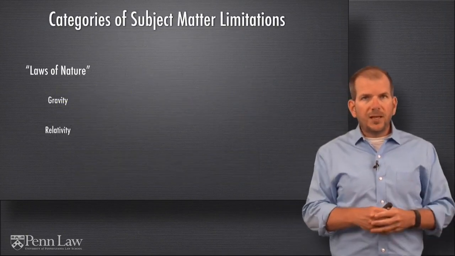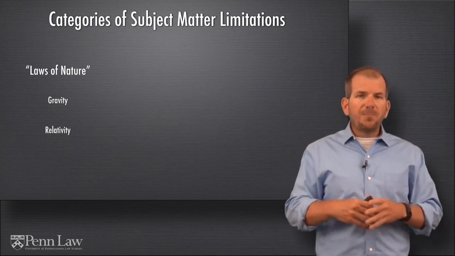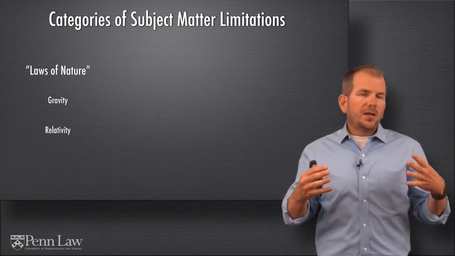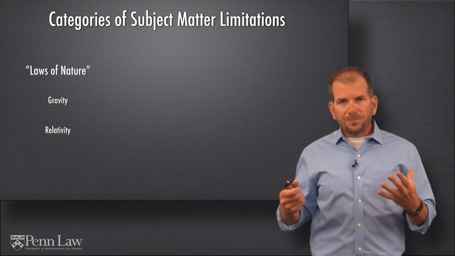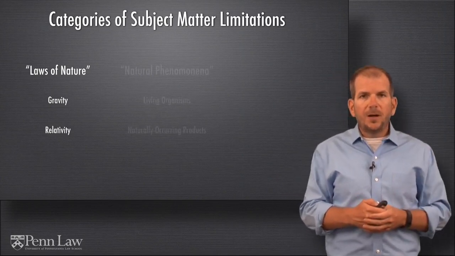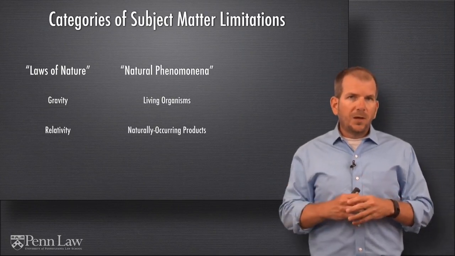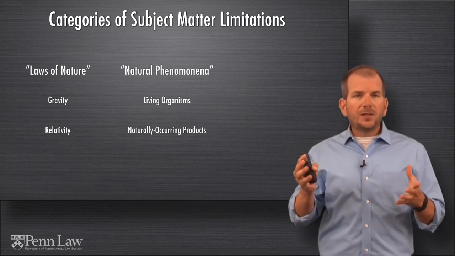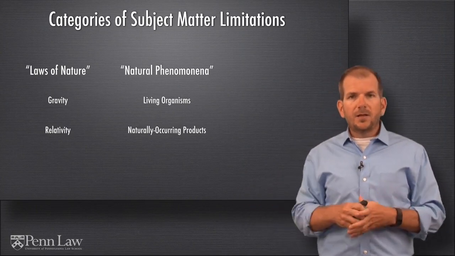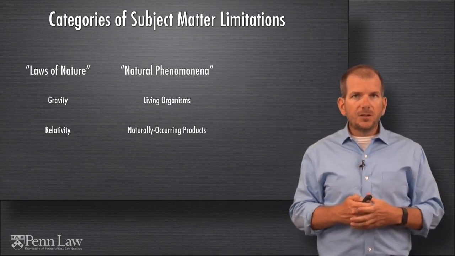And the first are laws of nature. So for example, you can't patent the concept of gravity or the concept of relativity. Basic physical laws that occur naturally are not patentable. We're really not going to talk about that very much in this course because those very rarely come up. What comes up more often are the categories of natural phenomena, which is typically found in living organisms, whether those are patentable or not, and then naturally occurring products. And the cases we'll be looking at there relate to primarily DNA patents, genetic material, and so forth.